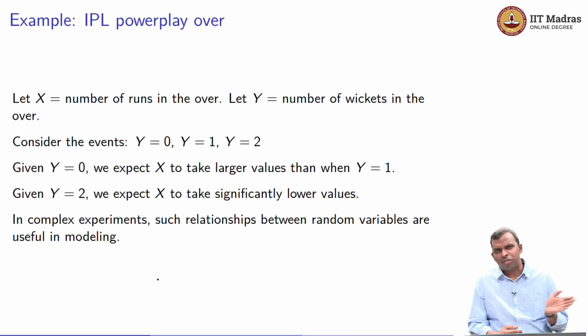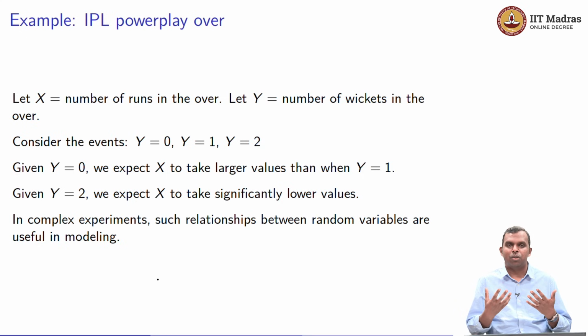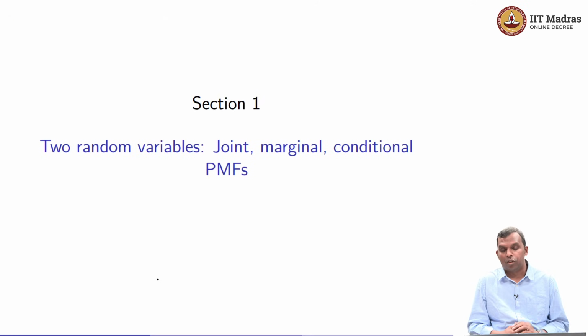Okay, so hopefully I've convinced you that there are experiments, both small ones and big sized ones, where defining multiple random variables, understanding relationships between them, trying to model distributions between these random variables is of great use. Okay, so what are the main objects that we can focus on when we want to jointly study multiple random variables? That's what we're going to see next. That's the first part.